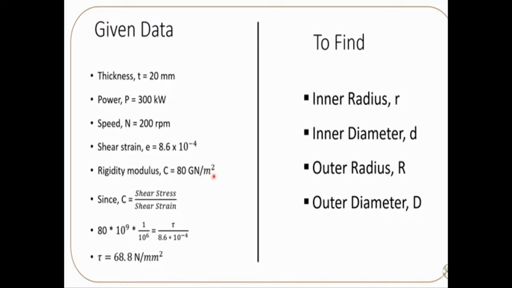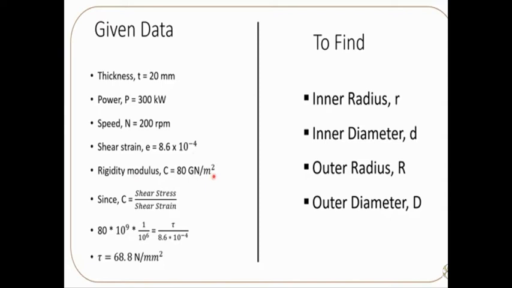So that is the given data. Thickness t is equal to 20 mm, power P is equal to 300 kilowatt, speed N is equal to 200 rpm, shear strain e is equal to 8.6 into 10 raised to minus 4. Modulus of rigidity C is equal to 80 giganewton per meter square.